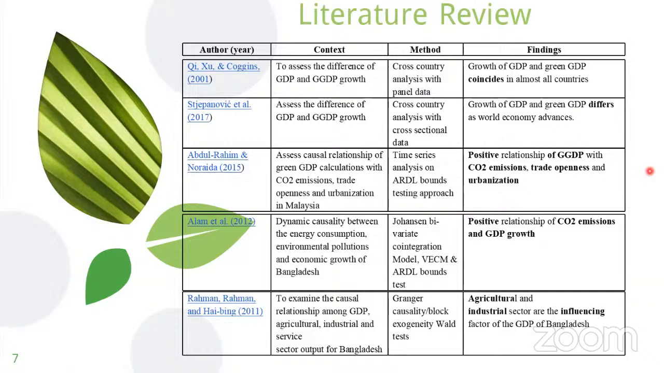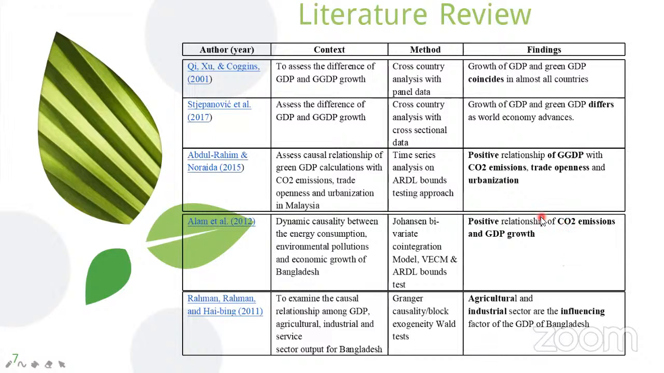Now, what have other researchers done on the same topic of GDP and green GDP? Here's a little wrap up of those literatures. In 2001, Xu and Coggins assessed the difference between GDP and green GDP growth. The method used was a cross-country analysis, and they found that in almost all the countries, the growth of GDP and green GDP coincides. Then other research was done in 2017, which again assessed the difference of GDP and green GDP. This time cross-sectional data was taken and a cross-country analysis was done. It was found that the growth of GDP and green GDP differs as world economy advances.